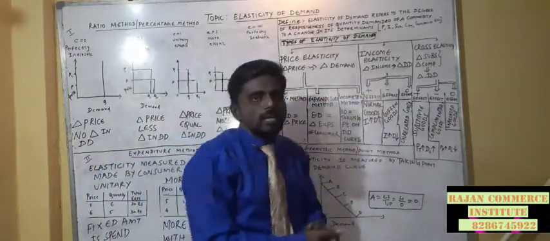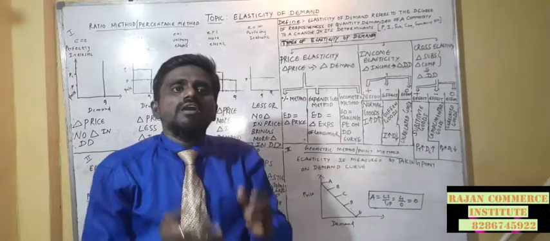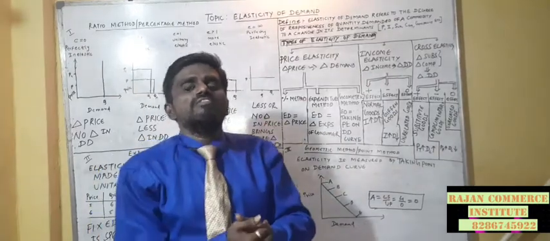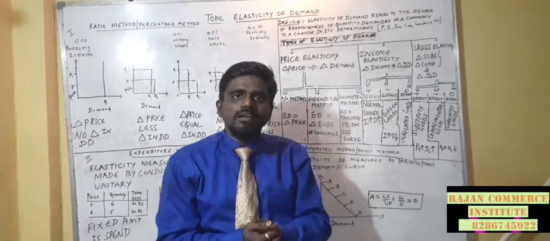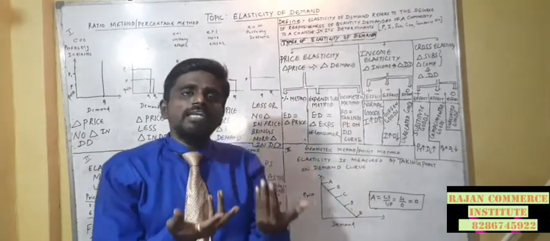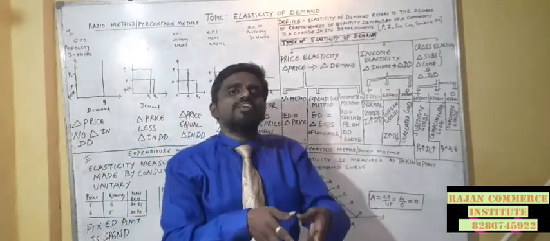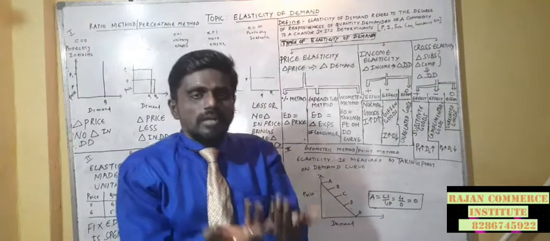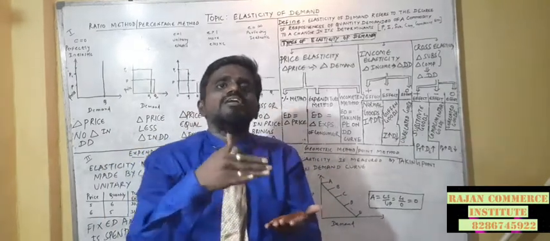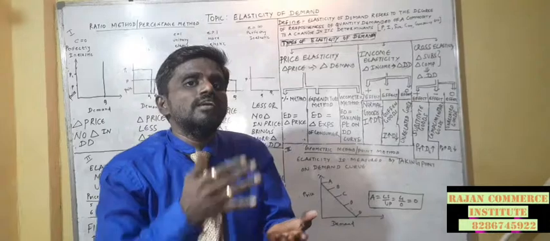Income elasticity of demand means what? Income is the earnings of the consumer. If the earnings of the consumer increase, the demand will change. If earnings of the consumer fall, demand will change. So fluctuation in the earnings of the consumer leads to change in the demand.